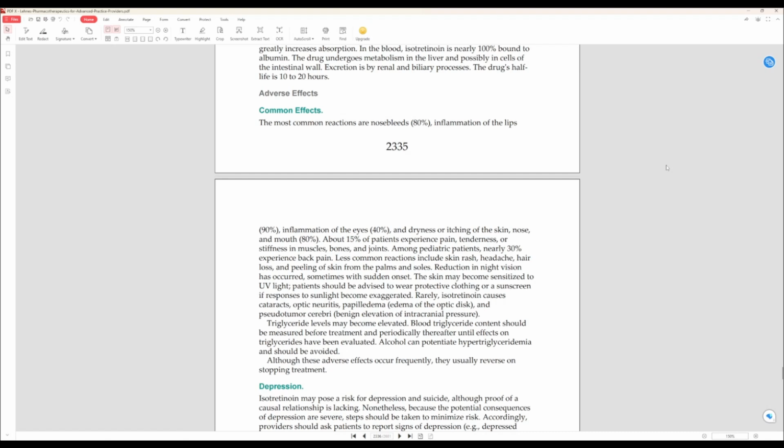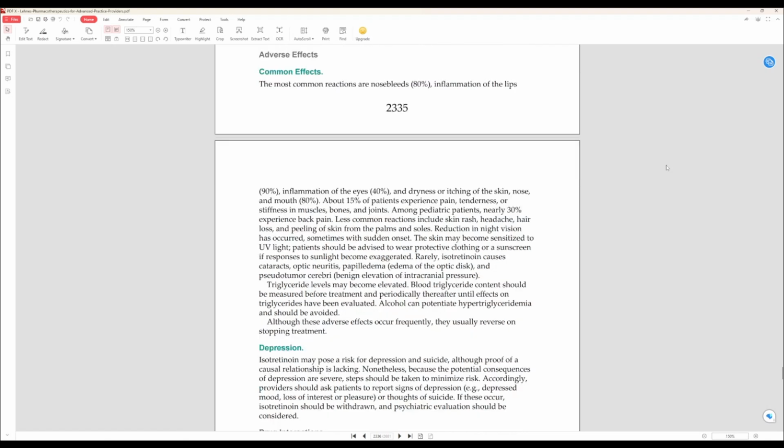Triglyceride levels may become elevated, so blood triglyceride content should be measured prior to treatment and periodically thereafter, until the effects on triglycerides have been evaluated. Alcohol can potentiate the hypertriglyceridemia and needs to be avoided. Although these adverse effects occur frequently, they usually reverse once the treatment stops.